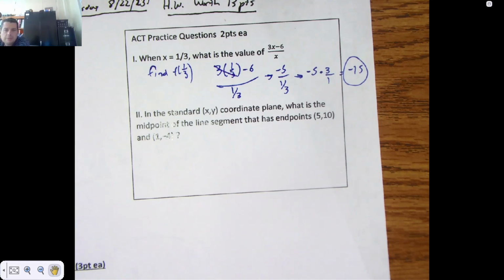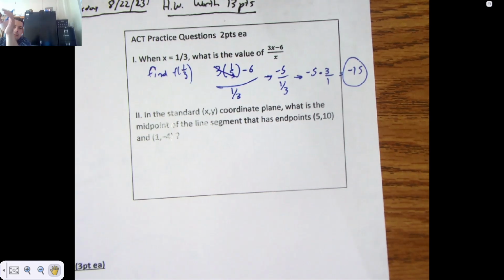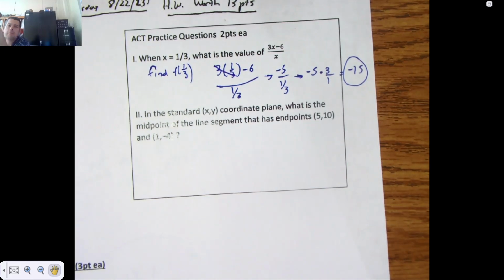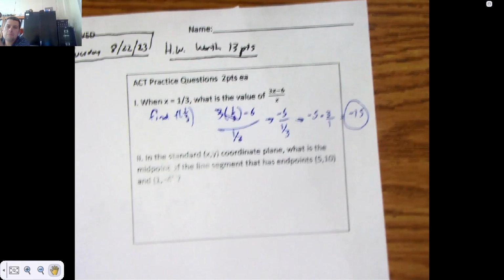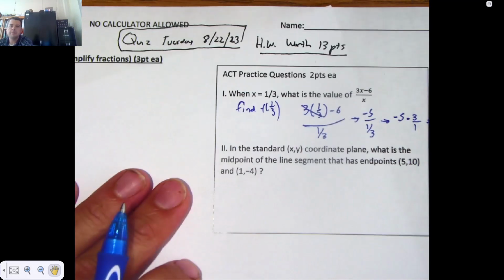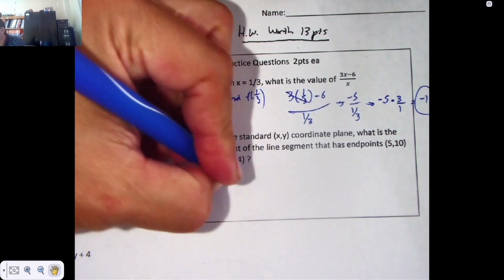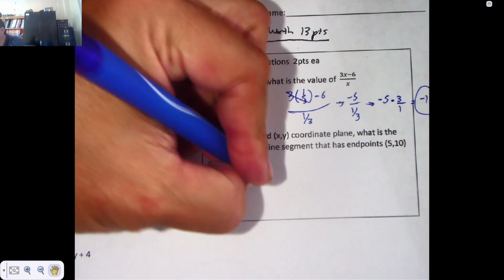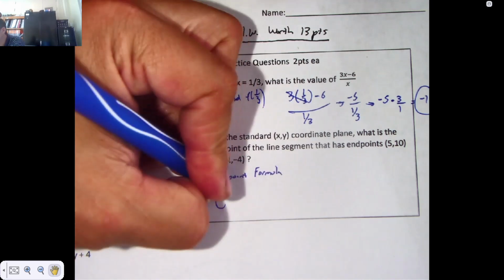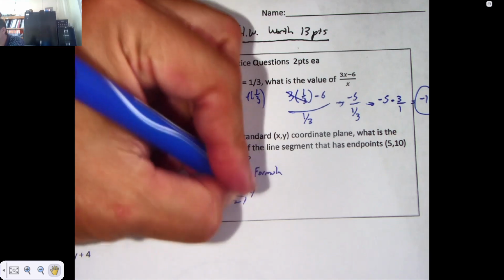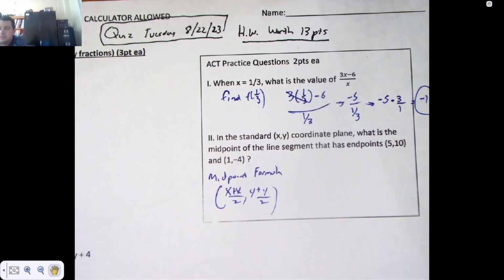In the standard XY coordinate plane, what is the midpoint of the line segment that has the endpoints 5, 10, and 1, negative 4? There's a little glare there, isn't there? It's interesting. You don't see the glare on the actual piece of paper. There we go. Midpoint formula, which you've been doing for quite some time, is x plus x over 2 and y plus y over 2. You can't tell me as a junior you've never heard of her. You just can't do it.